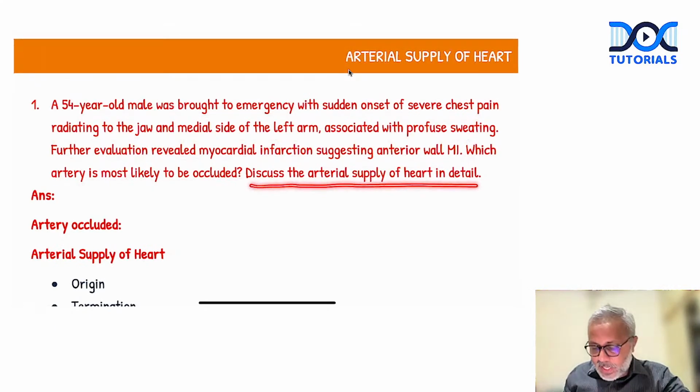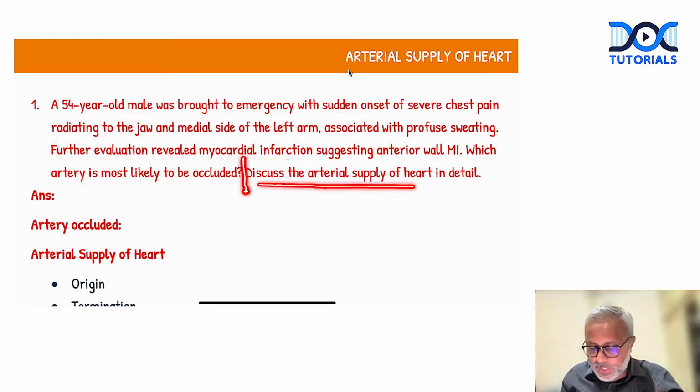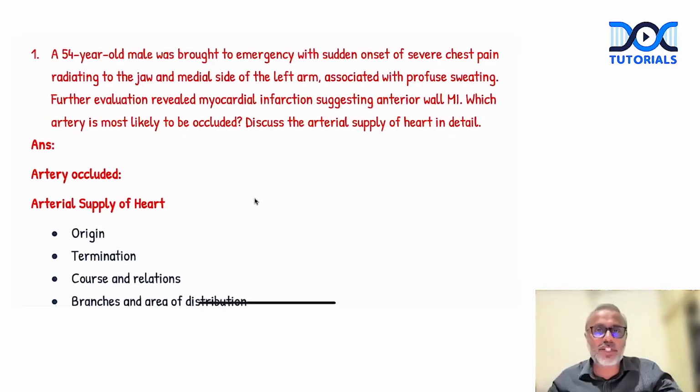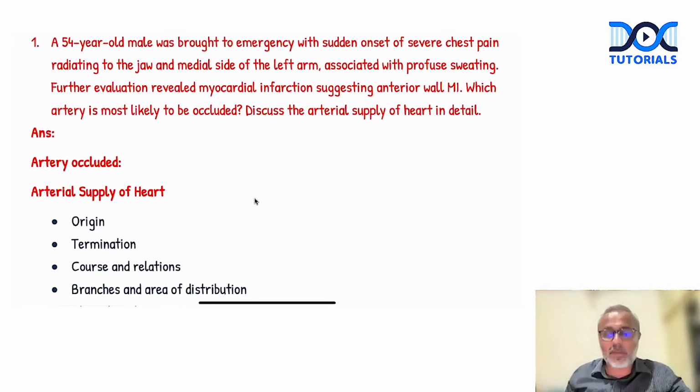And then discuss the arterial supply of the heart. If you are looking at an MCQ, the question would possibly stop here. If we are looking at a first year MBBS professional exam, this is where the question would continue. Are we clear? Now let's approach the arterial supply of the heart and see if we can answer the first question. What is the possible artery that is occluded here? The clue is that this is a case of anterior wall MI.